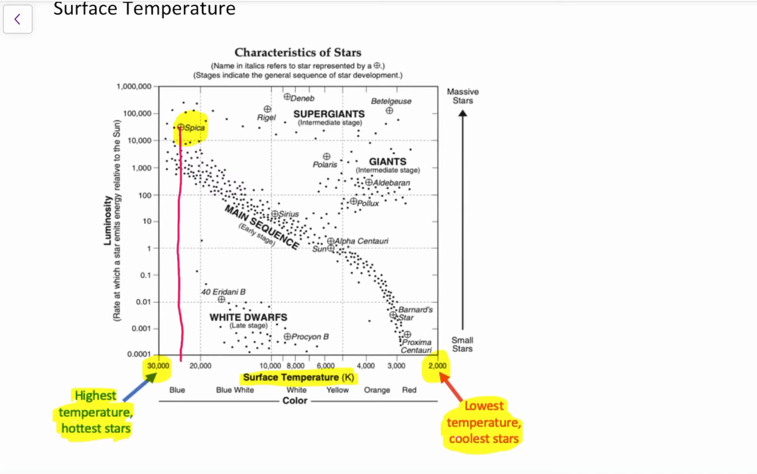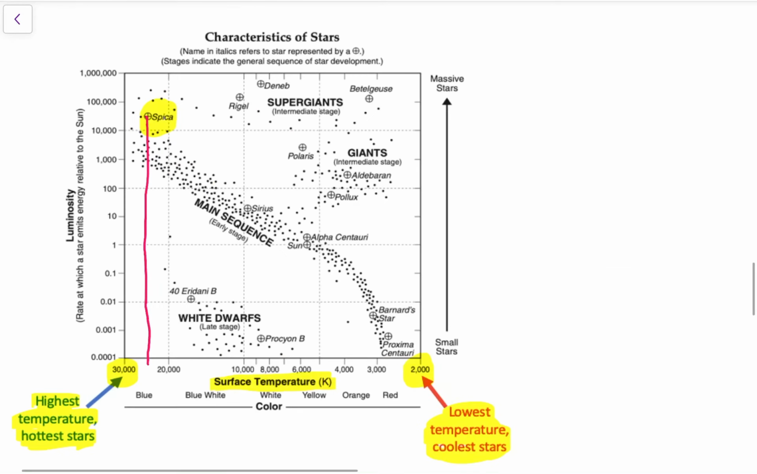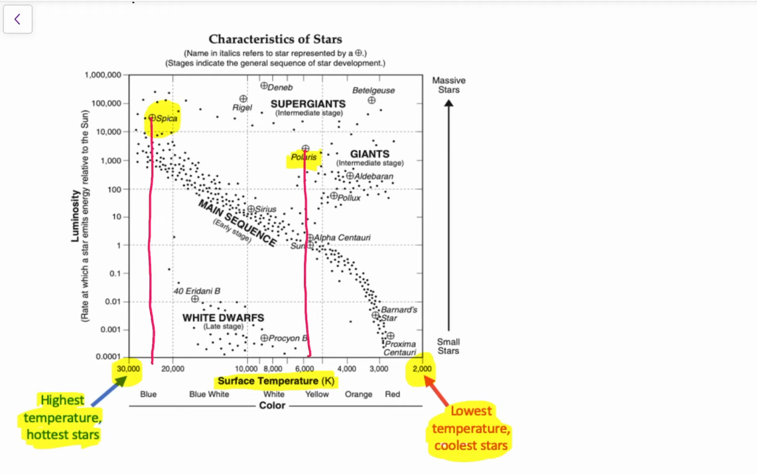If I want to compare the temperatures of two stars, I can find them both, try to figure out where they both lie along the surface temperature axis. So for example, let's say I want to compare the star Spica to the star Polaris. Here's the star Polaris. I will again draw a line straight down. And it seems like Polaris is about maybe 5,800 Kelvin. But I do notice that Polaris is definitely closer to the cool end of the diagram, and Spica is definitely closer to the hot end of the diagram. So in this case, to compare these two stars, I could say Spica is hotter than Polaris.